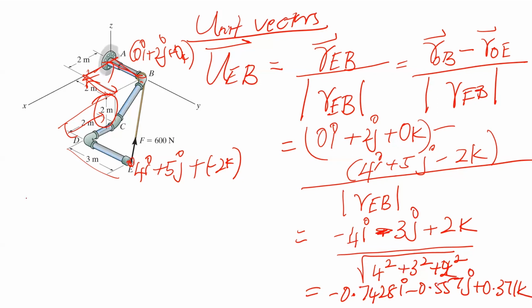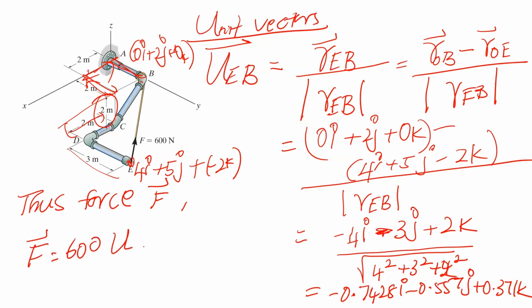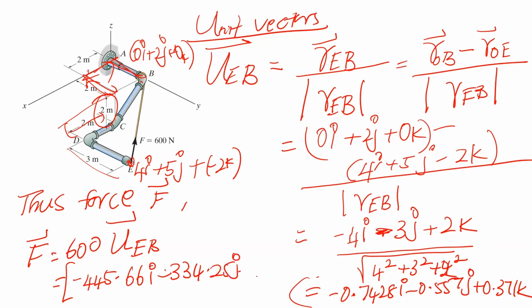So now that I have my unit vector, I can get my force. My force vector is going to be the magnitude of my force, which is given as 600, times the unit vector EB. By multiplying this whole term by 600, I get the values of my force. The components of that are minus 334.25j plus 222.83k Newtons. So now I have my force vector.